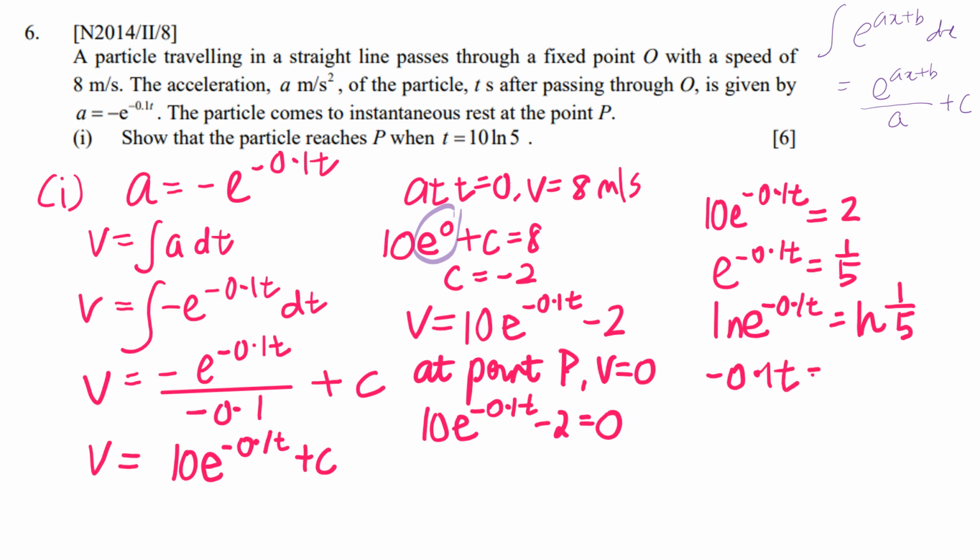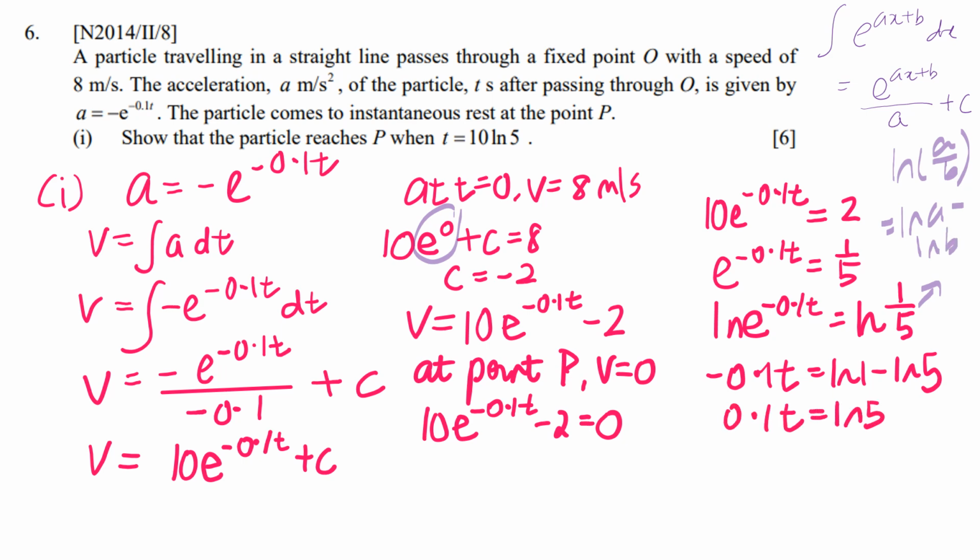Here we apply the quotient law: if you have ln of a over b, that gives you ln a minus ln b. So that gives you ln 1 minus ln 5, and ln 1 is 0. So you get negative 0.1t equals negative ln 5. So 0.1t will be ln 5, and t will be ln 5 divided by 0.1. That gives you 10 ln 5, which is what you were asked to show in part 1, and that's 6 marks.